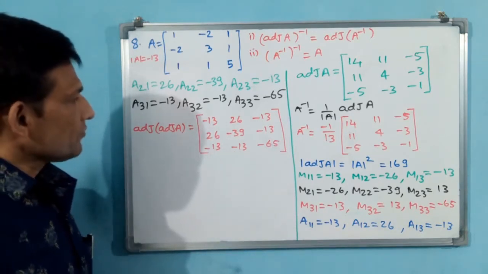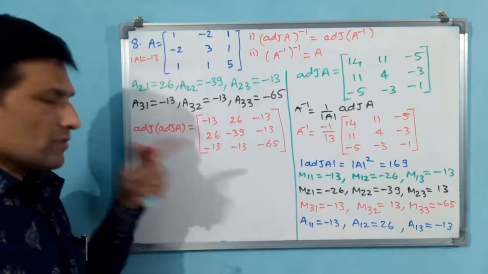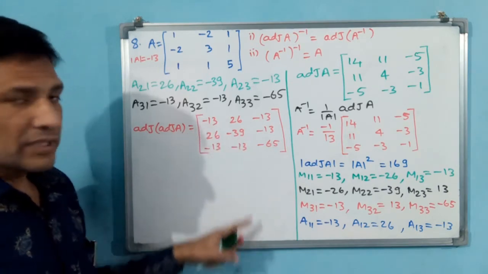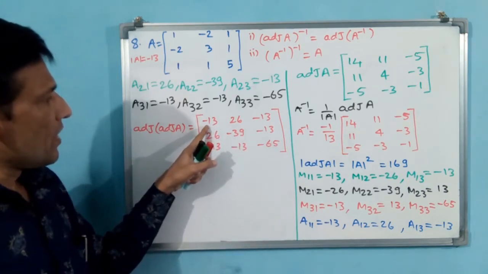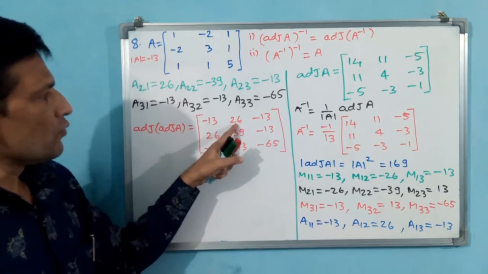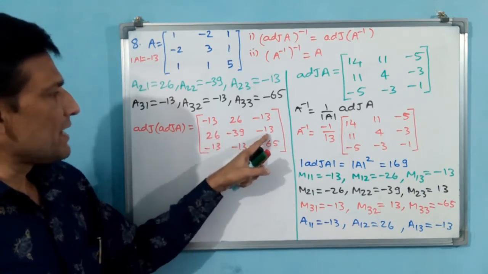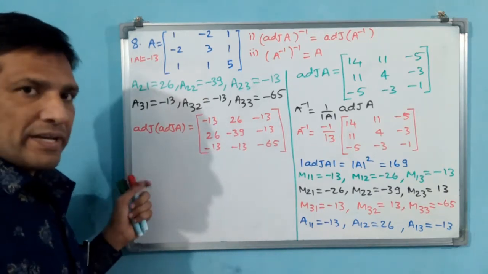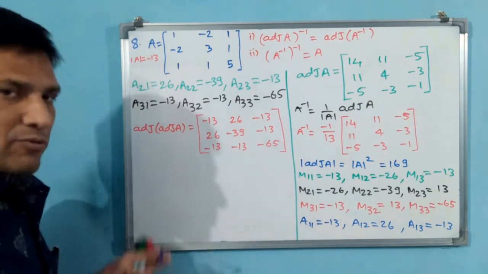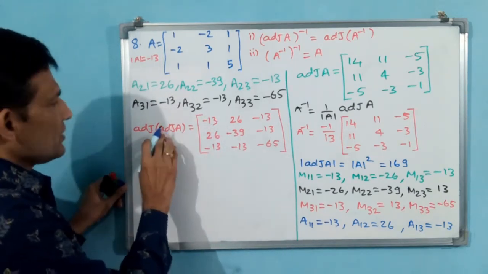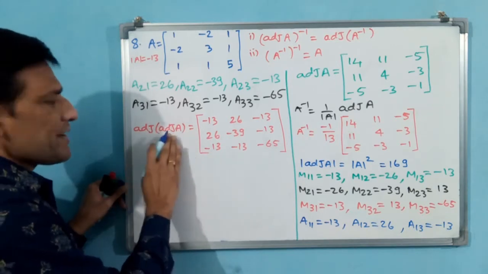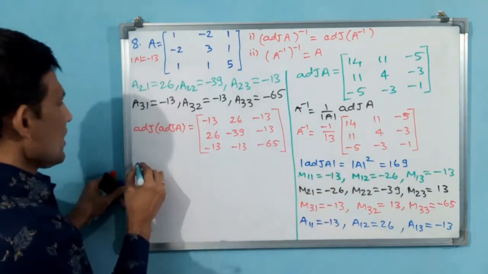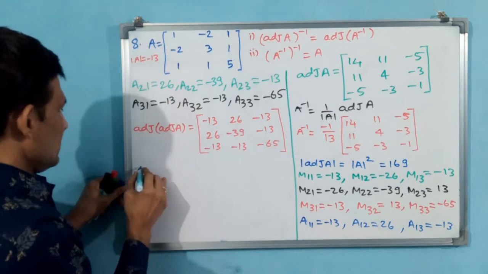Now you see, I can take out 13. All are multiples of 13. If I take out 13, automatically minus 1, 2, minus 1, 2, minus 3, minus 1, minus 1, minus 1, minus 5 are going to become. Now in one step we can take this. See what I am doing here. Adjoint of, first think of this as B, adjoint B, and the determinant of adjoint B. I am writing like this. Adjoint A inverse.